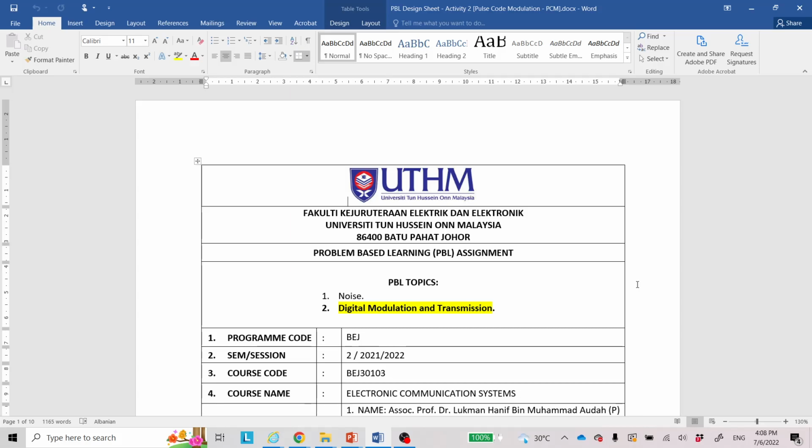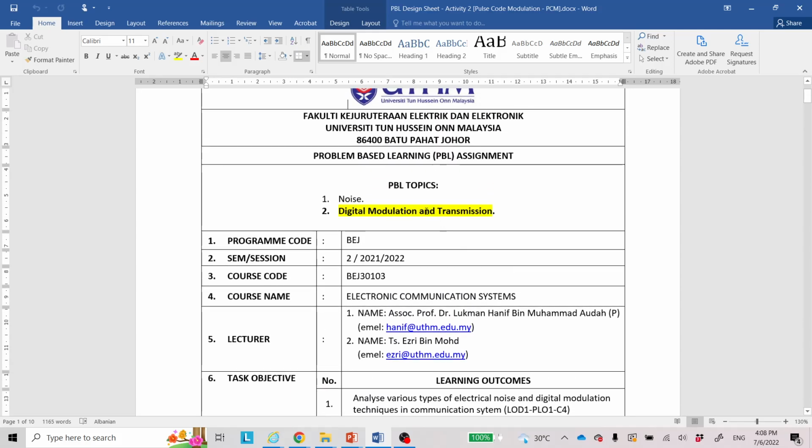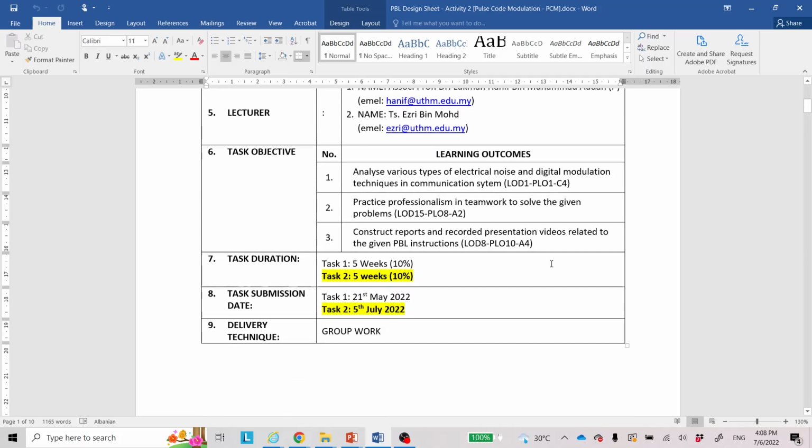So I already gave you the second task on 2nd June. Okay, so in the WhatsApp, you can check in the WhatsApp. So this is about digital modulations and transmission chapter 4. This is about PCM. Okay, and the duration is about 5 weeks. So you can submit during the study week. And if you can complete as soon as possible, will be better.